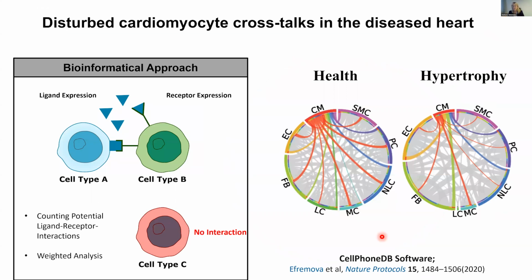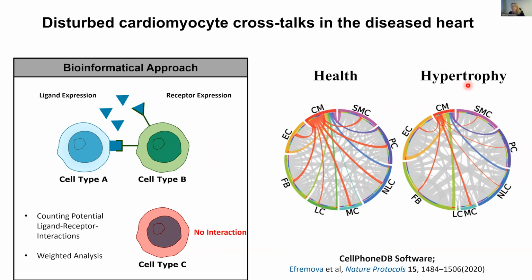To address the interaction of these cell types, we first of all used a bioinformatic approach. This is based on the understanding that cell A, which is expressing a ligand, which can be a membrane-bound ligand or a soluble ligand, and cell B, which is expressing the receptor, could in principle interact, while cell C, which has no ligand or no receptor, can of course not interact with cell type A or B. Using such an approach, the potential ligand-receptor interaction tool and a weighted analysis, we then compared healthy hearts and hypertrophied hearts.